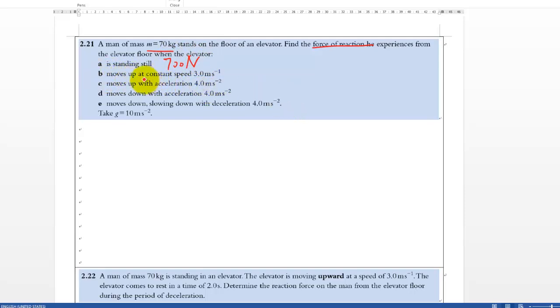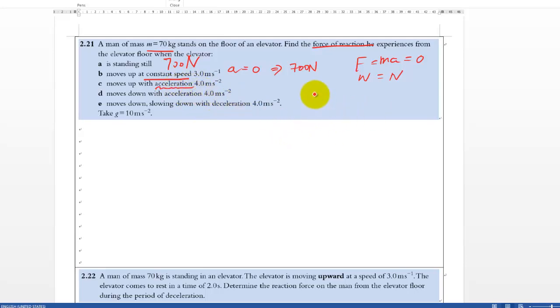And then for B, it said it is constant speed. For constant speed, it also means acceleration is zero, because there's no change in the speed or velocity. So in that case, it is 700 Newton also. Simply, when F equals ma and F is zero, then the upward force and downward force will be the same. That will be W, and the normal force will be the same in terms of magnitude. So 700 simply. The interesting part starts with part C, with acceleration.